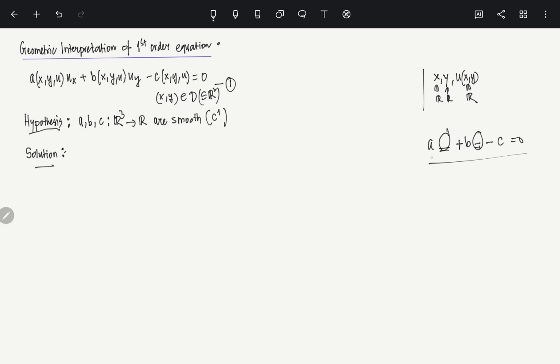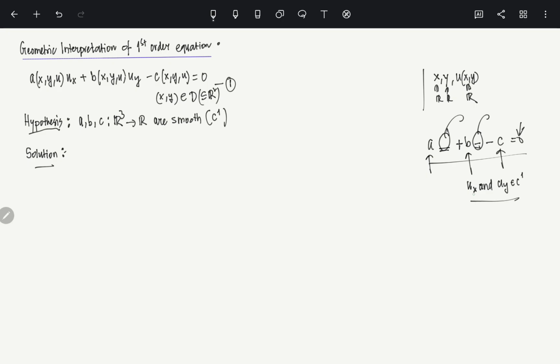Essentially a is a continuously differentiable function, C1. b is a continuously differentiable function and c is also a continuously differentiable function. And we want our ux and uy to exist in such a way that the sum is equal to 0. 0 is again a smooth function which we can think of as a C1 function. So essentially we are looking for ux and uy to be at least C1, so continuously differentiable.